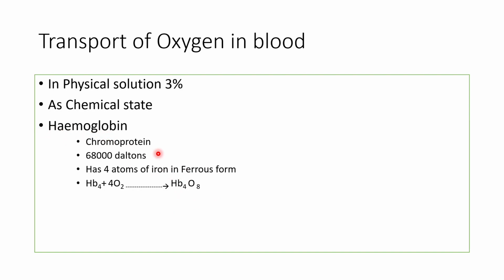Hemoglobin is a chromoprotein. It is red in color and it has a weight of 68,000 daltons. There are 4 atoms of iron in ferrous form. So each atom is going to react with one molecule of oxygen. So 4 oxygen molecules will react with all the 4 atoms forming oxyhemoglobin.